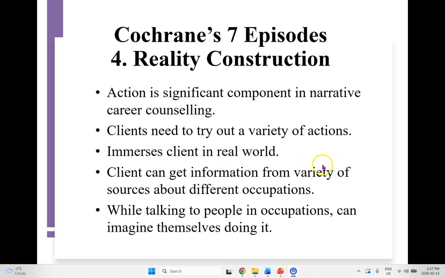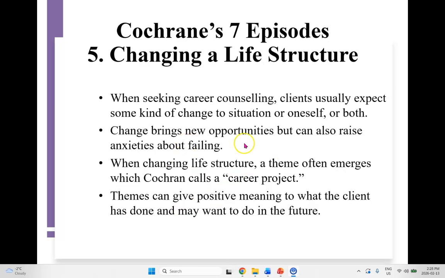Clients can get information from a variety of sources about different occupations. They could, for example, start doing information meetings where they talk to people in various occupations, and then they could maybe try to imagine themselves doing that occupation. Do they see themselves working in that field, or doing job shadowing? That's even more effective, to actually be in the actual work environment.